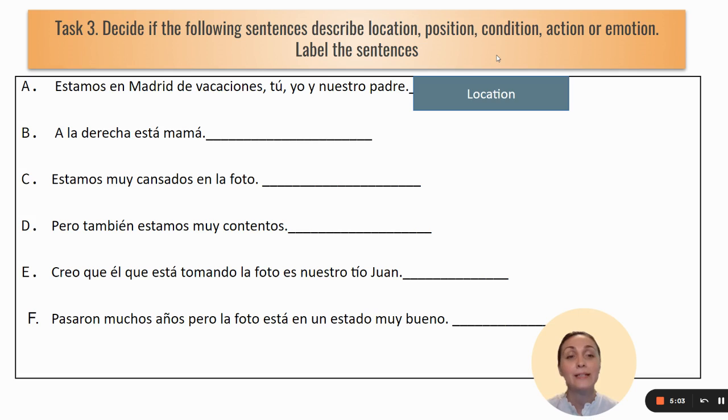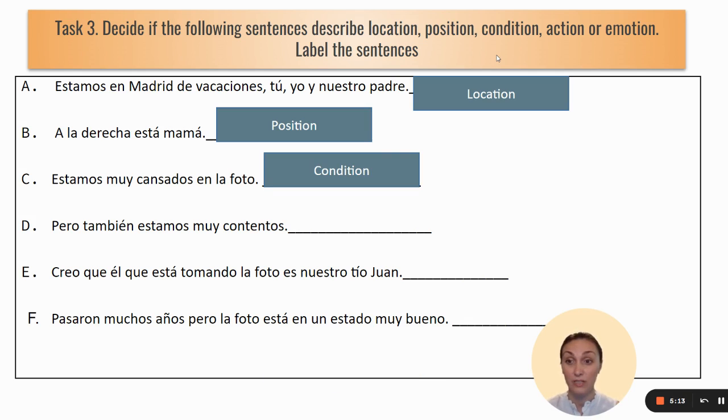So, a la derecha está mamá. You probably guessed it that this is position, to the right. Estamos muy cansados en la foto. We're very tired. Condition, yeah? I'm not always tired. It's a condition. In this moment, I'm tired. Pero también estamos muy contentos. We're very happy. Emotion, something I feel, okay?